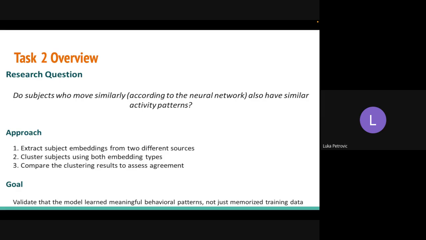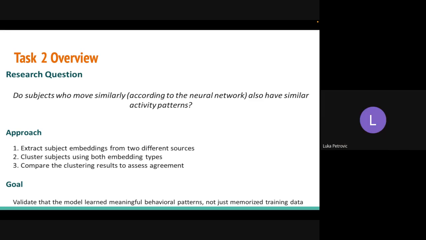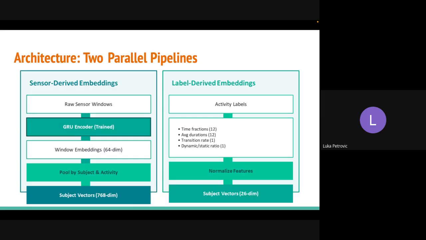This is a task overview. It's centered around the research question: do subjects who move similarly according to the neural network also have similar activity patterns? Our approach consists of 3 steps. First, we extract the subject embedding from two different sources. Then we cluster subjects using both embedding types, and then we compare the clustering results to assess agreement. Our goal here is to validate that the model learns meaningful behavior and not just memorizes the training data. So let's go to the next slide, the architecture.